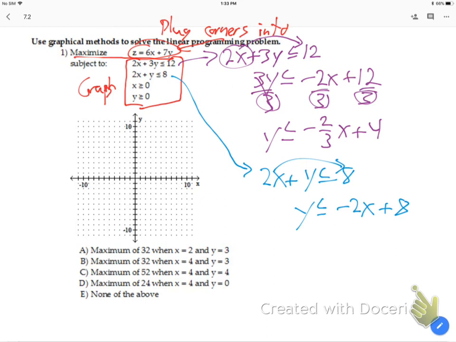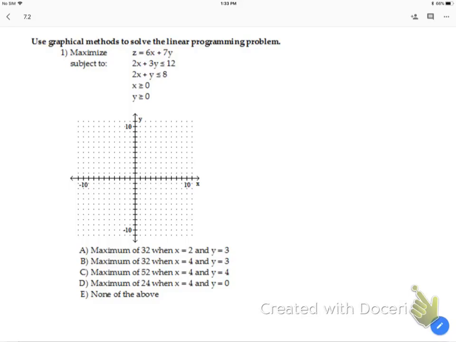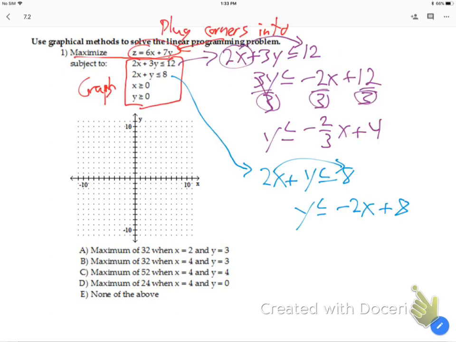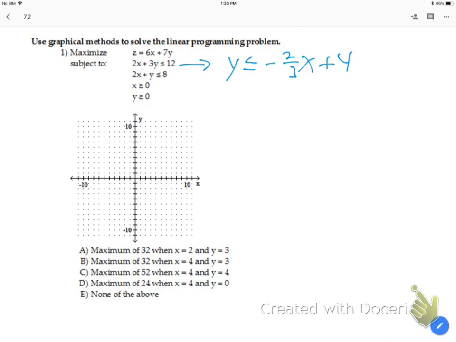You guys got that copied down? I'll go to a fresh screen here. If I can find it. There it is. Okay, so for this first equation, it's y less than or equal to, what is it, minus 2/3 x plus 4. Did I have that right? Minus 2/3 x plus 4, yeah. And the second equation is y less than or equal to minus 2x plus 8. All right, let's go to the graph.